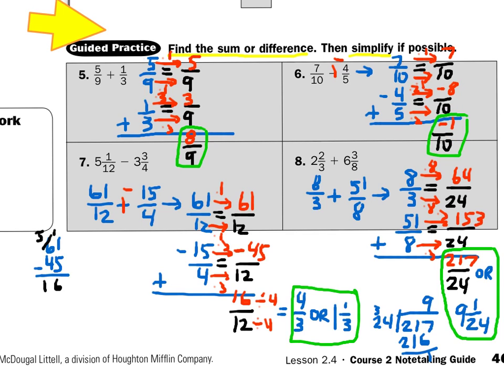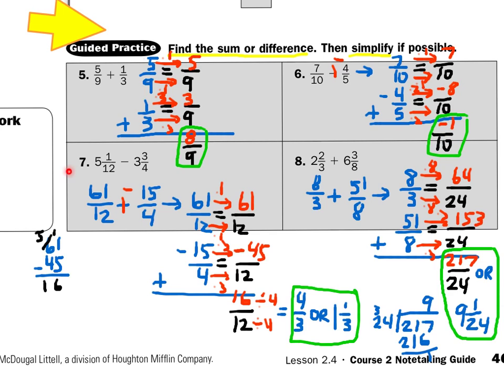And then grab your red. 10 goes into 10 one time. 7 times 1 gives me 7. I put that on top. Start at the 5. 5 goes into 10 2 times. Negative 4 times 2 gives me negative 8. I put that on the top. And then I just add the numerators. 7 plus negative 8 gives me negative 1. So I have negative 1 over 10, and I box my answer.